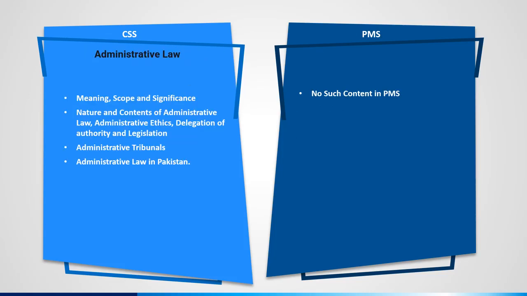Here is the sixth chapter of CSS Public Administration, that is Administrative Law. The contents include meaning, scope and significance of administrative law, nature and contents of administrative law, administrative ethics, delegation of authority and legislation, administrative tribunals, administrative law in Pakistan. This chapter is not included in PMS Part 1 or PMS Part 2.